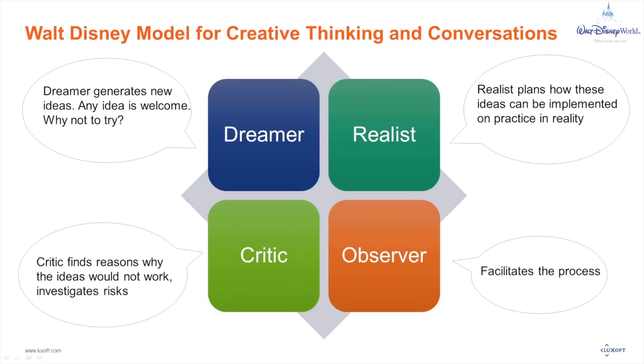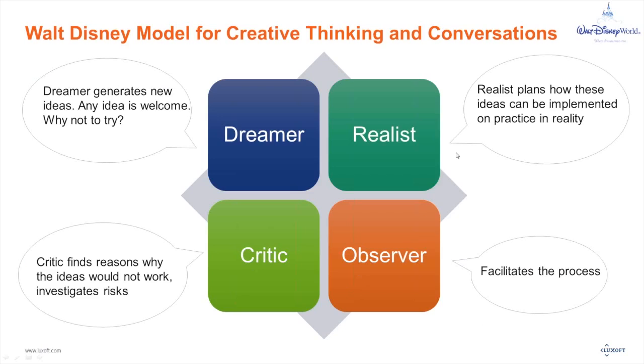So the first topic for today is the Walt Disney Model for creativity, thinking, and conversation. You can see this model now. This model consists of 4 elements. One element is for the dreamer, one is for the realist, the third one for the critic, and the fourth one for the observer. This model can be used for group facilitation and for personal thinking.